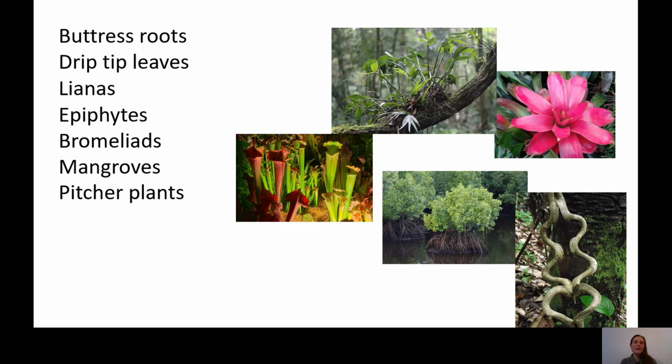Using the pictures and the words on the left, I am going to give you 20 seconds just to have a quick think, trying to remind yourself what some of these adaptations were.